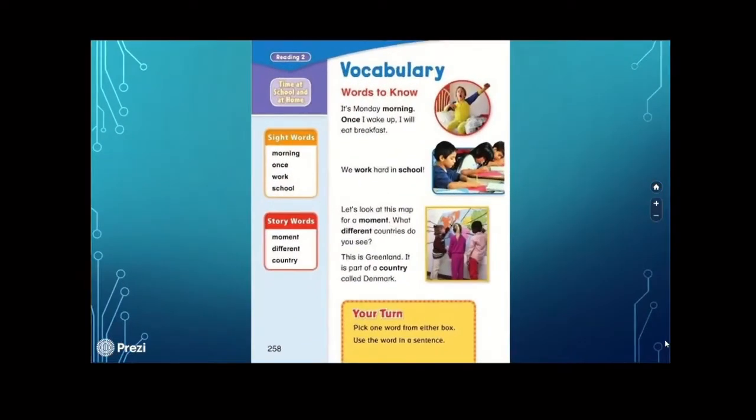So let's go. So here we are, dear students. As I said before, today we're going to talk about time at school and at home. But before that, we need to know some vocabulary to understand the story. So as usual, we have the side words and the story words. Very important words to understand the story.